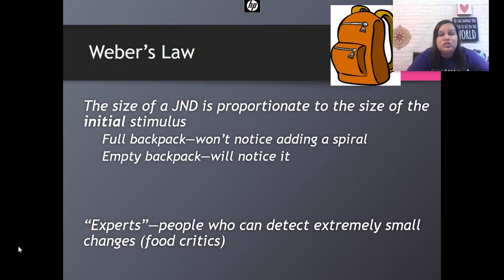So since the initial stimulus is high, you're going to notice the difference only if the change that you add is also really big. If you start with an empty backpack and then you add something to it, like a bottle of water, then you're going to notice that. Starting with a lighter stimulus, you'll notice it right away if there's a change. There are experts in different sensory fields, people who can detect extremely small changes. Those people could work well as a food critic if they're able to taste differences. People who do smell testing for things like perfumes, those people would be experts at Weber's law.